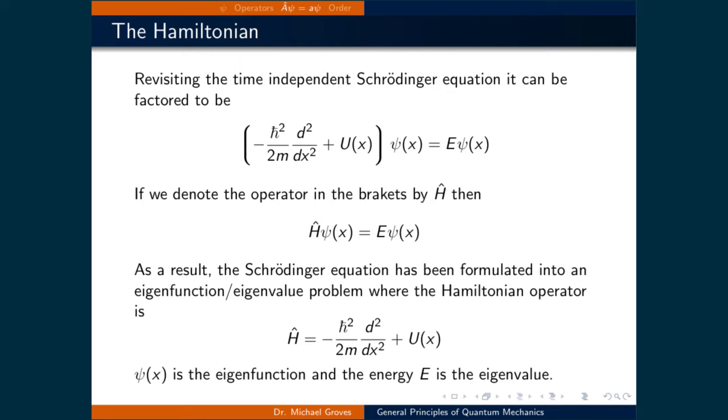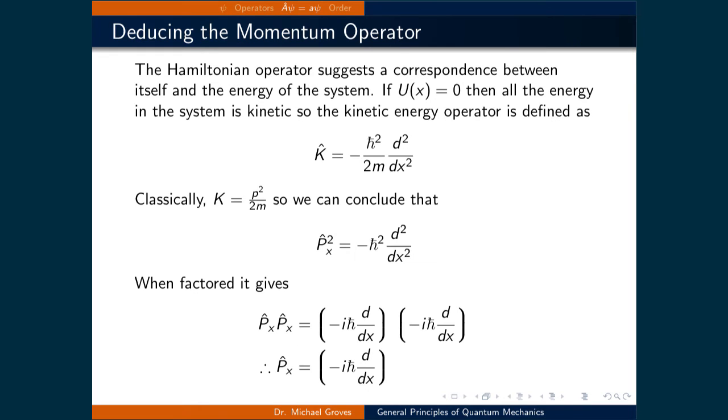We can replace all that with h hat, and we are left with h hat times psi is equal to e times psi. Therefore, the Schrödinger equation can be formulated as an eigenvalue eigenfunction problem, where if we were to apply the Hamiltonian to a wave function, we will get back the total energy and the wave function. The momentum of quantum mechanical systems is an important quantity to measure. Let's now use the Hamiltonian to deduce the momentum operator.